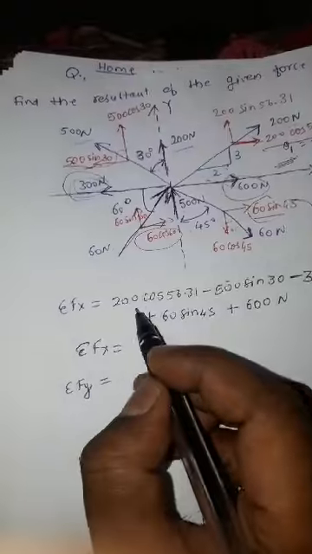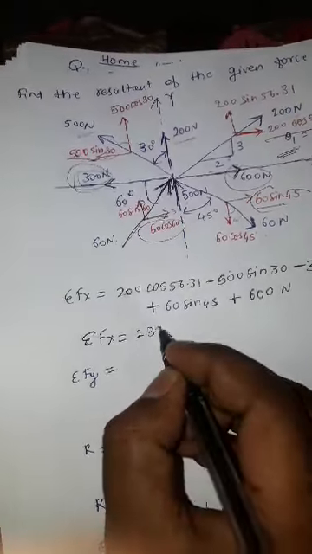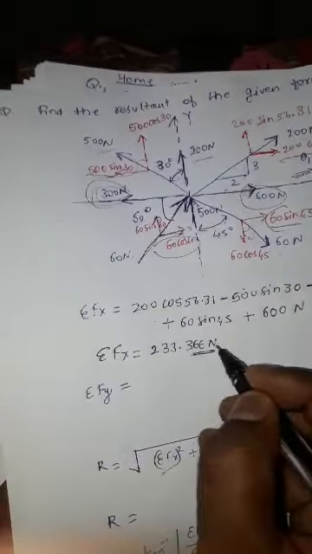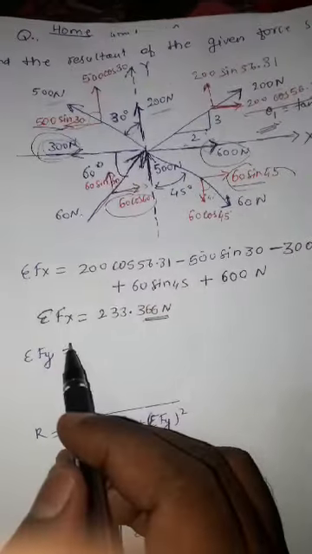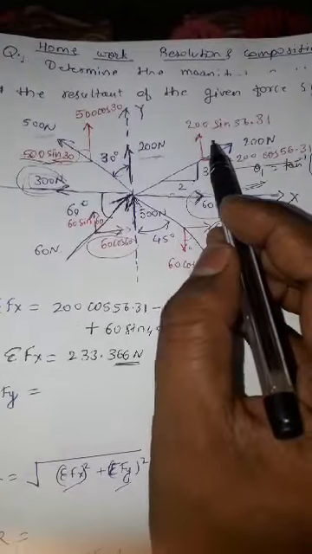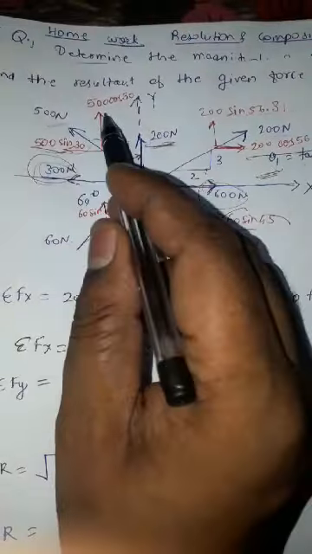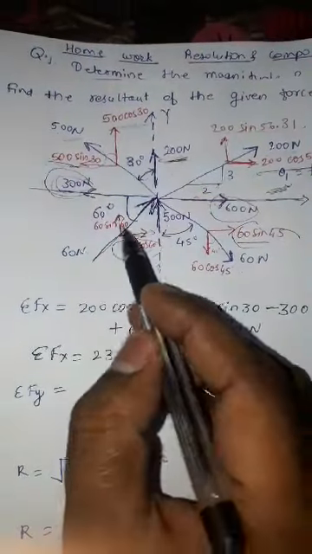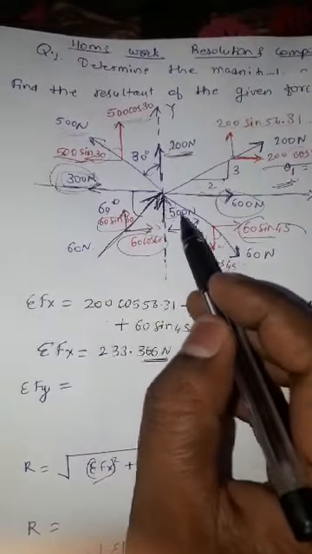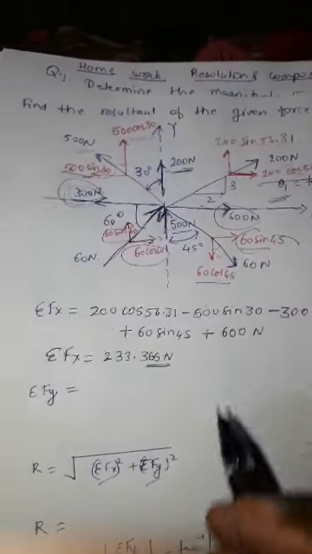233.366 Newton. This much value I am getting. Now I have to calculate summation Fy. For summation Fy, I am only considering the vertical forces. So this is one vertical force, this is a vertical force, this is a vertical force, this is a vertical force. Again this is 500, here I have shown by arrow, this is a vertical force. So this much of vertical forces I have to consider.